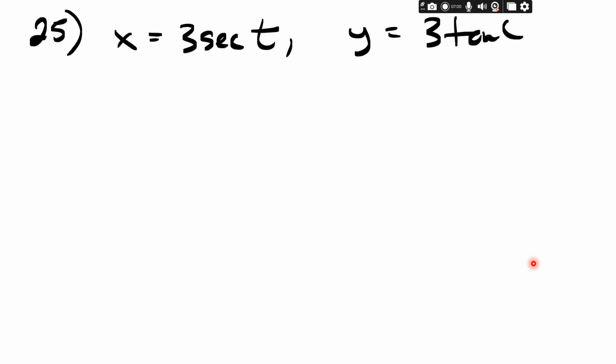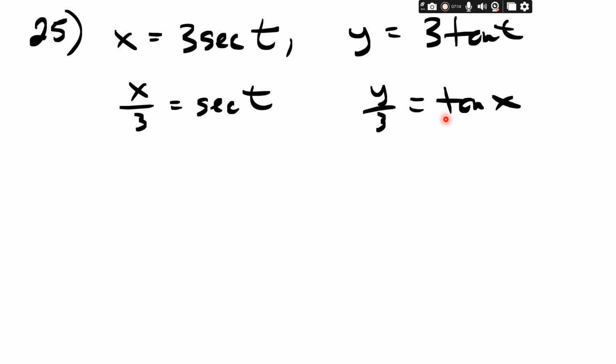25. Here's a setup. So again, solve for the trig function first. I'm going to divide by 3 over here. Awesome. And that trig function is all by itself now. Okay, let's go over here. Divide by 3 over here. That trig function is all by itself too.